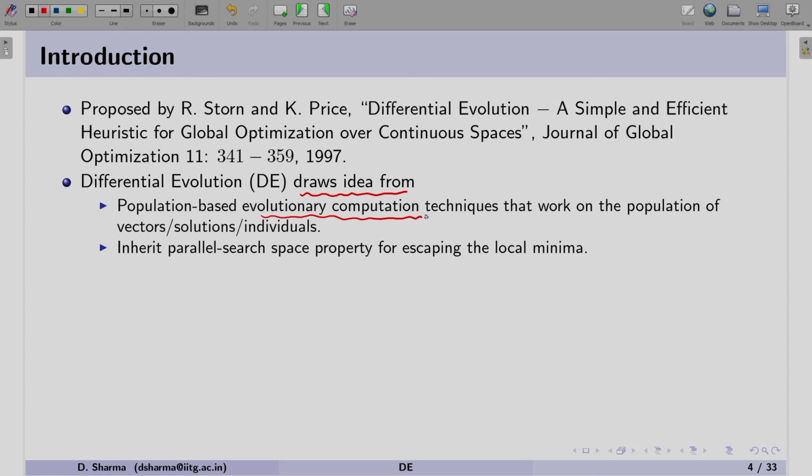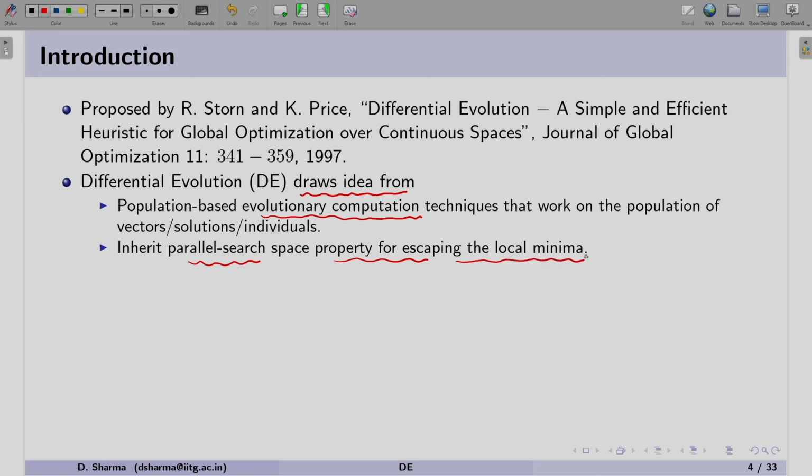When we have multiple vectors or multiple solutions, these solutions interact through some operations and then generate new solutions. While creating the new solutions, we compare them and keep the best ones. A similar procedure is followed in differential evolution. Moreover, since population-based EC techniques inherit the parallel search property, this particular property will help us escape the local minima.